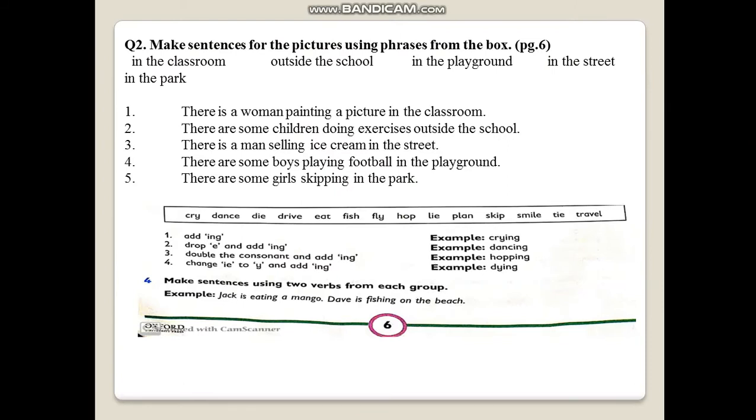Next question is, make sentences for the pictures using phrases from the box. You have the images in your textbook, page number 6, and there is a box with the words: in the classroom, outside the school, in the playground, in the street, in the park. For example, there are some boys playing football in the playground. This is how you have to make the sentences.